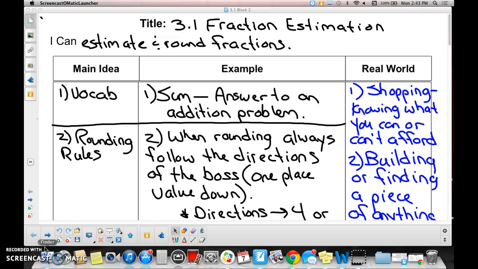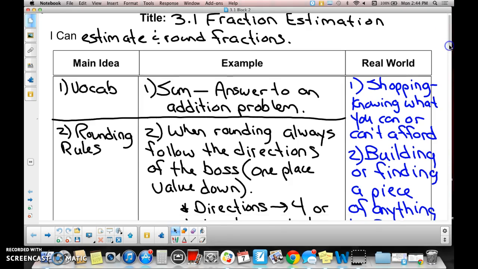3.1, fraction estimation. William, what can we now do? We can estimate and round fractions, and as you know, there's some specific rules that go along with estimating and rounding fractions. First of all, our vocab: sum. A vocab word we should have on there was difference, but we didn't put it on there, so sum and difference, I think you're very well aware of what those are.